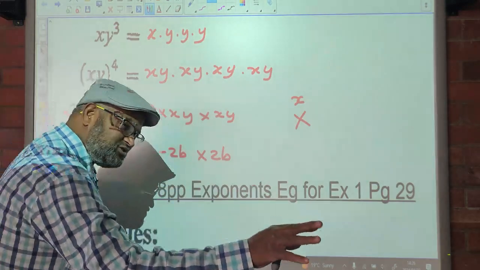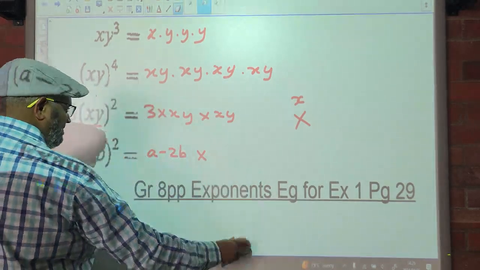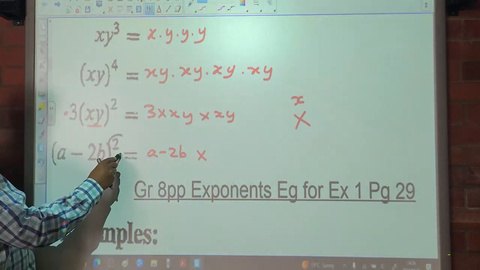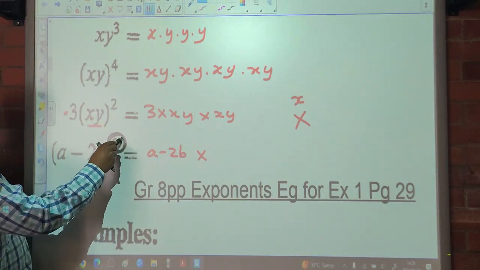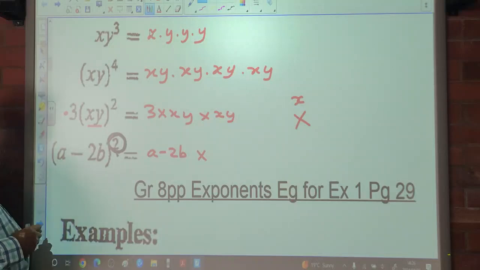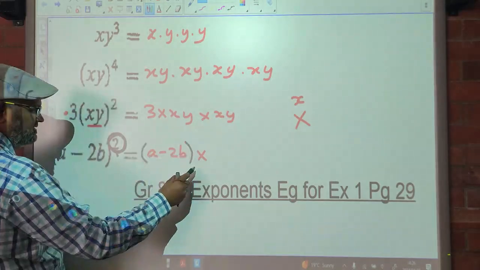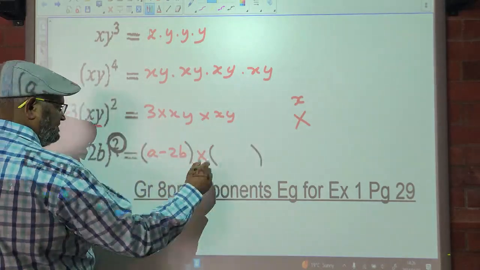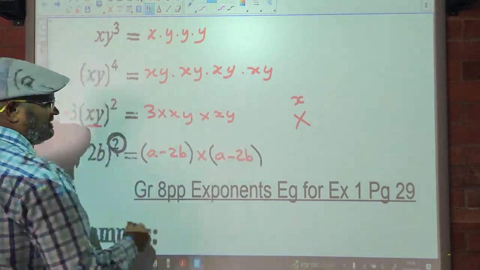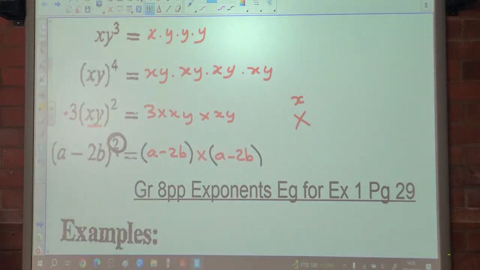Okay, don't worry, you'll get another chance. People, what does this mean? That means to say that everything inside the bracket must be multiplied by itself twice. So that's in the bracket, and you've got a minus 2b also in the bracket. You see, if you had written it without the bracket, you would also get it wrong.